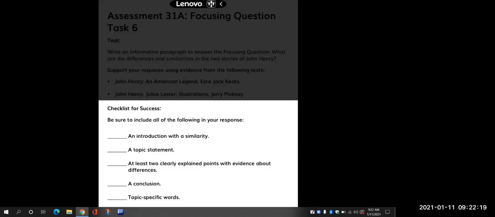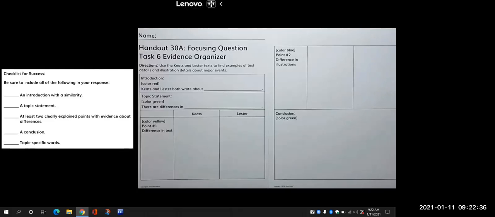The second part of the focusing question task is the checklist for success. And when writers use a checklist with the evidence organizer, it really helps us as writers to form or create our paragraph in order. So let's give it a try together. Here we go. When you look at the screen, you'll notice we have the checklist for success on the left side of the screen and the evidence organizer on the right. We'll be using the checklist for success to help us create our paragraph in order.